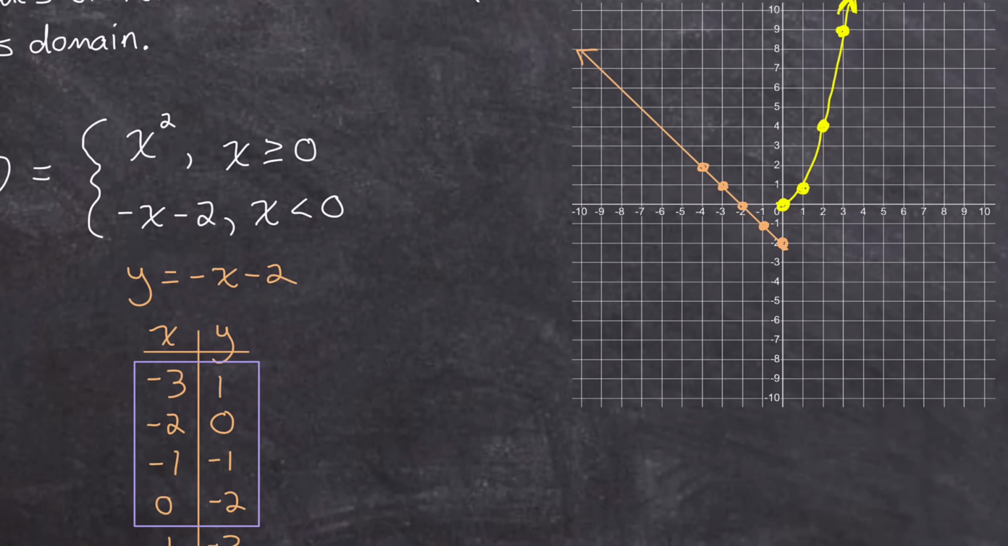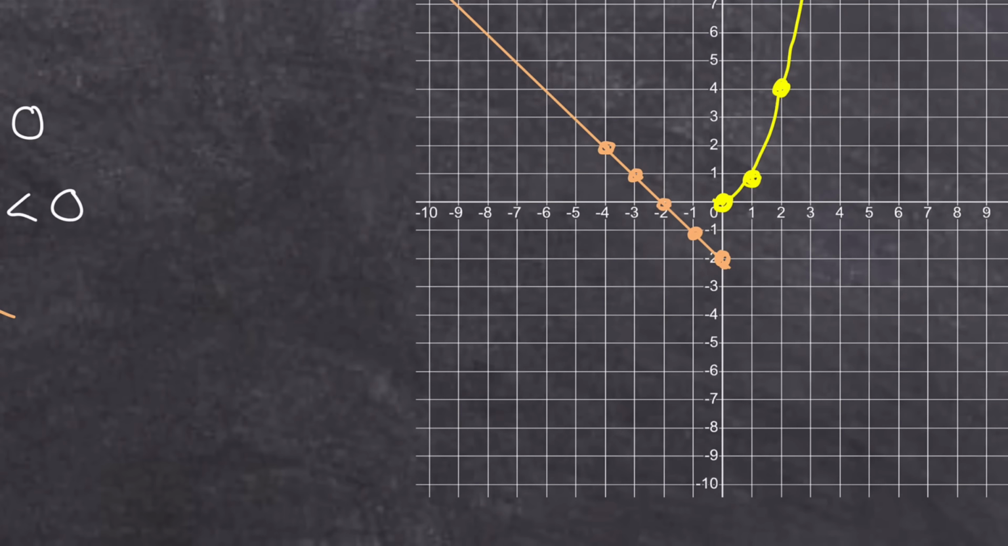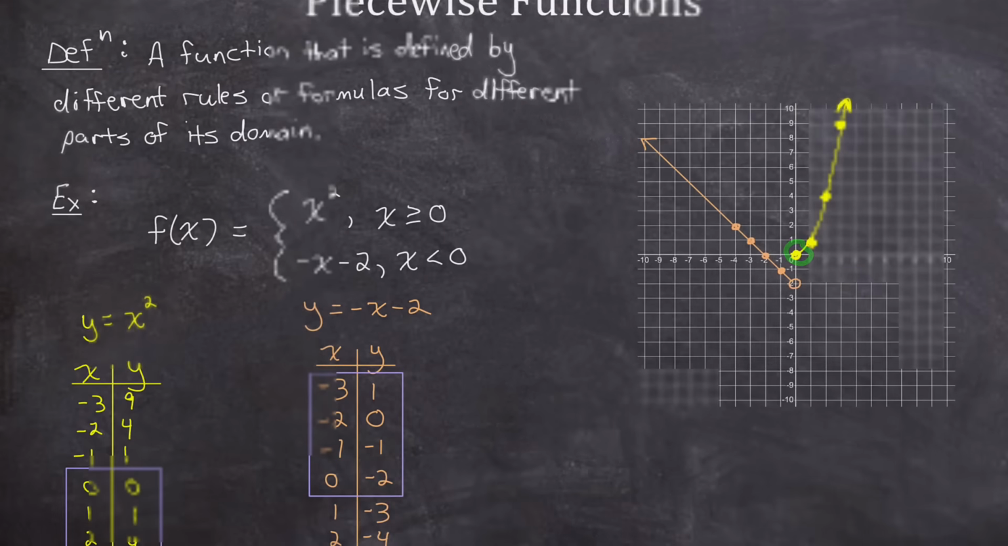When x is 0, it looks like the x squared function. So when x is 0, the function is up here. So how I indicate that when x is 0, the function is up here and not down here is I make this point an open circle instead of a closed circle. This shows it equals this negative x minus 2 function for all x values less than 0, but not at an x value of 0. When x is 0, it behaves like the x squared function.